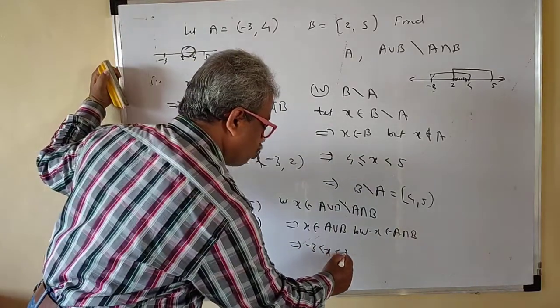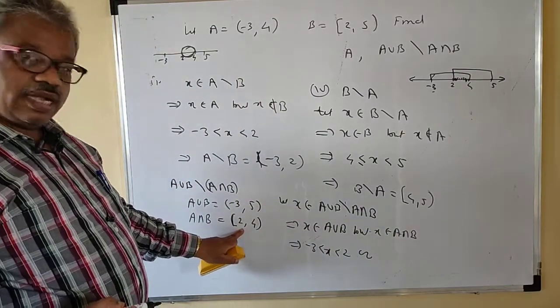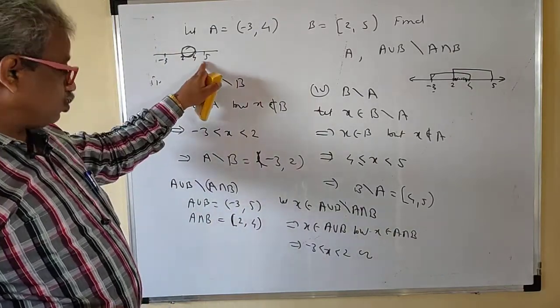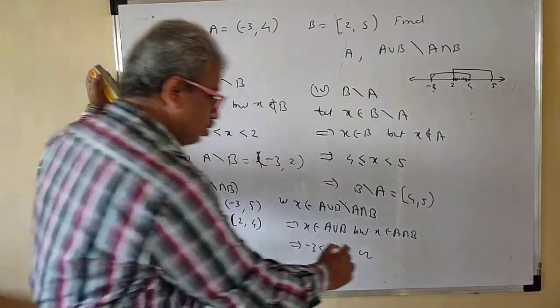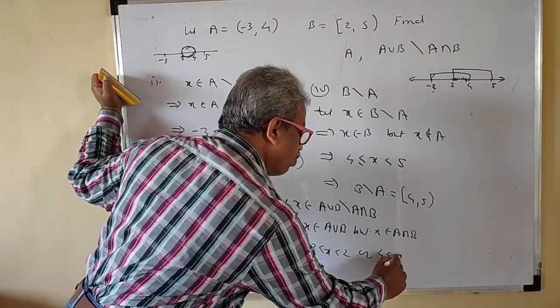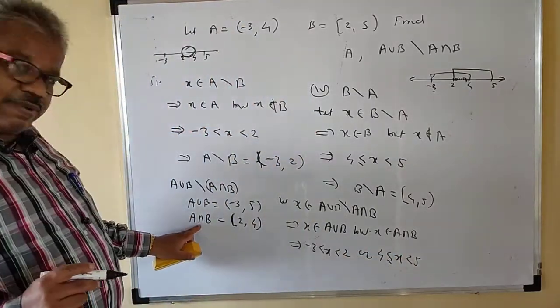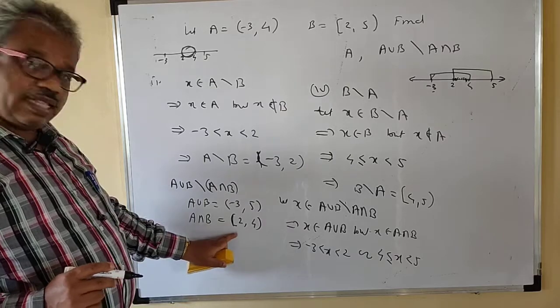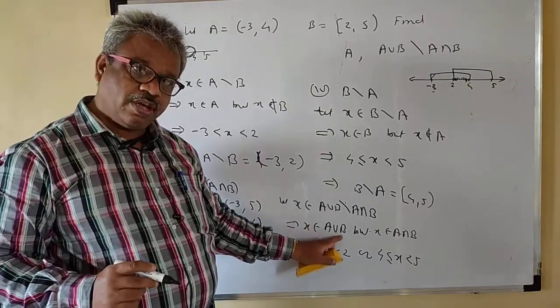So you cannot take this 2, because 2 is in the intersection. Then 4 is not in the intersection, but 4 is in the union, so you can take here 4 less than or equal to x, open interval 5. Why can you take the 4? Because 4 is not an element of the intersection A ∩ B, but 4 is an element of the union A ∪ B. You want the elements from A union B.